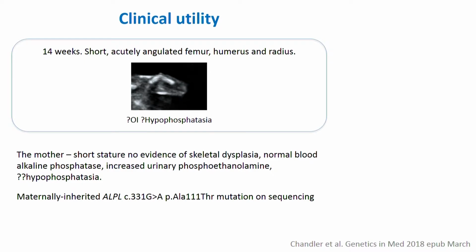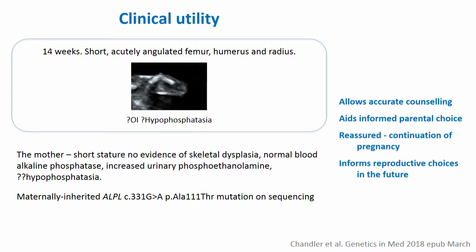She had a normal blood alkaline phosphatase, but she was pregnant, and that can distort your alkaline phosphatase levels. And she had a slightly increased urinary phosphoethanolamine. So again, we thought she might have hyperphosphatasia. And indeed, the sequencing here showed that she had this alkaline phosphatase mutation. So this was autosomal dominant alkaline hypophosphatasia, and this improves with pregnancy.